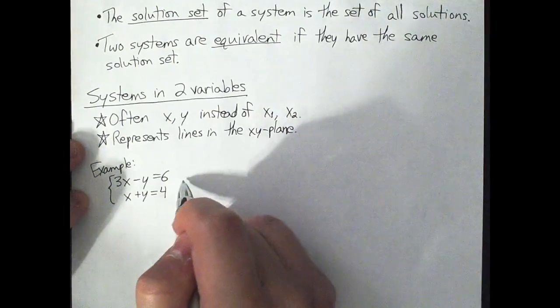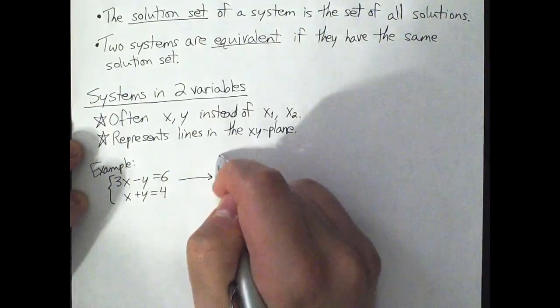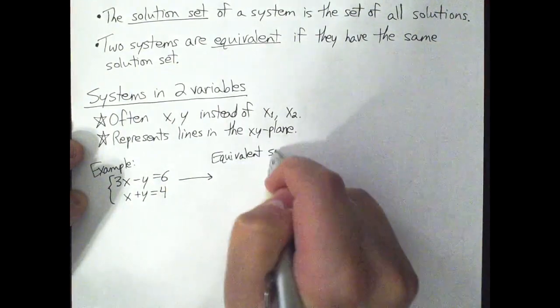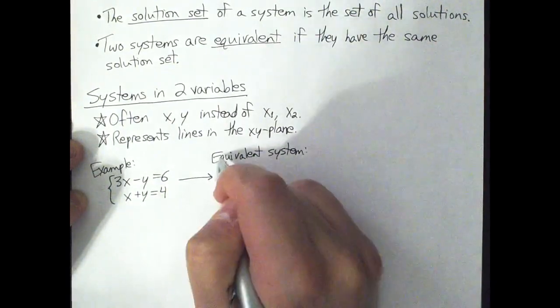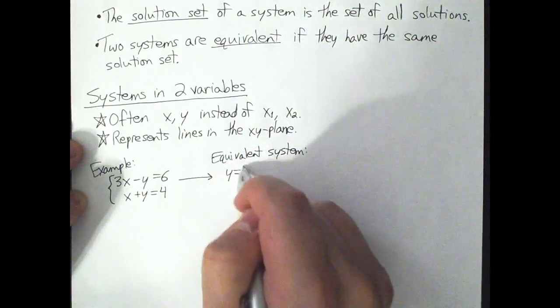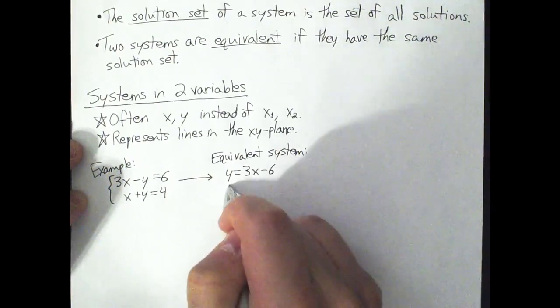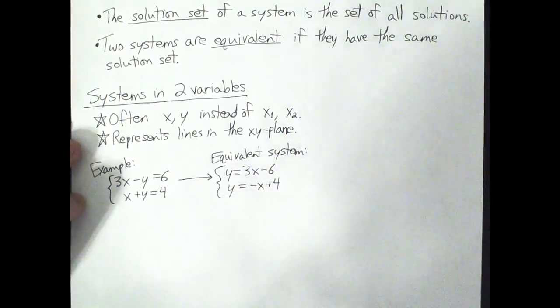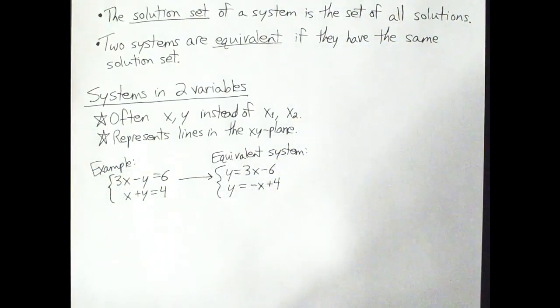And what I'd like to show you is that there is an equivalent system, just by rearranging it. We could say y equals 3x minus 6, y equals minus x plus 4. I hope you'll take a look at these two systems and see that they are essentially the same equations. They've just been rearranged. So they should have the same solution set.